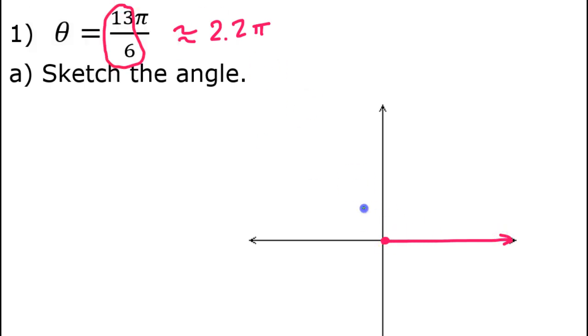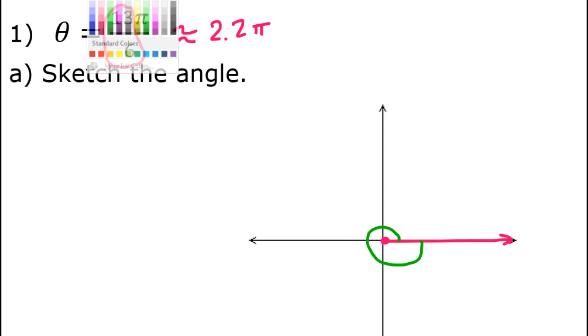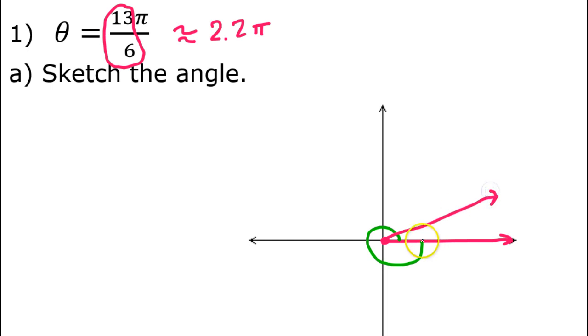Now I'm going to show the path of the rotation with this green spiral that I'm about to draw. If I went all the way around and back to where I started from, that would be 2 pi radians. But this is 2.2 pi, so I need to go a little bit past that. So that tells me that the terminal side of this angle is going to wind up a little bit past and into the first quadrant. Okay, so there's my sketch.